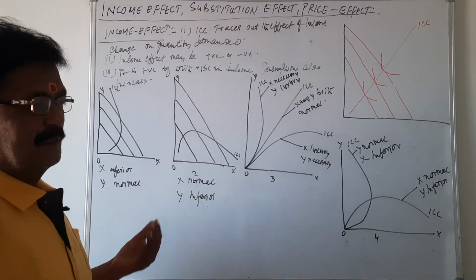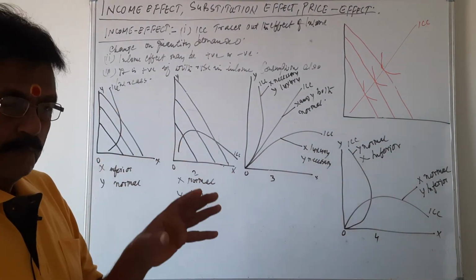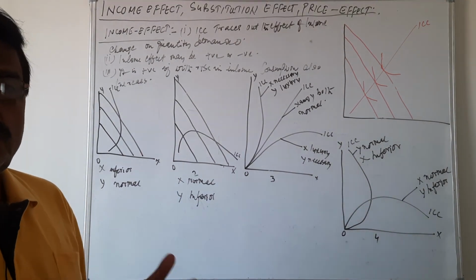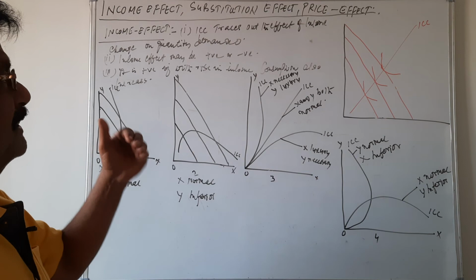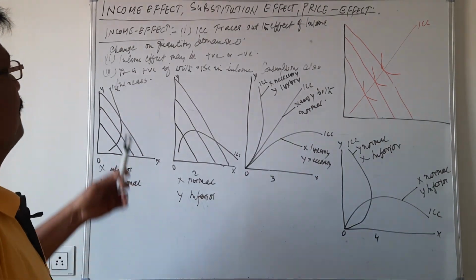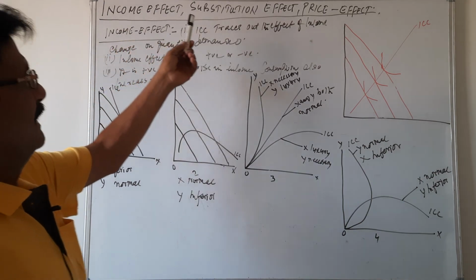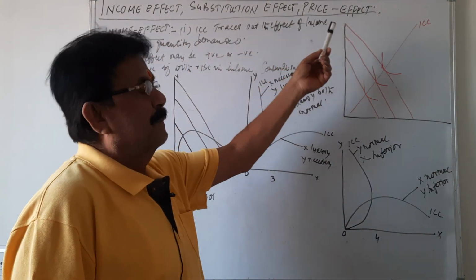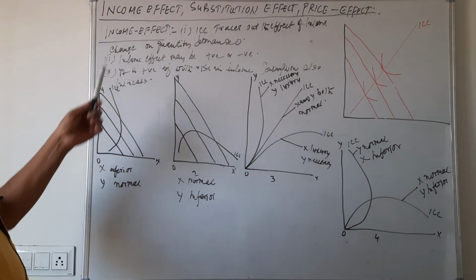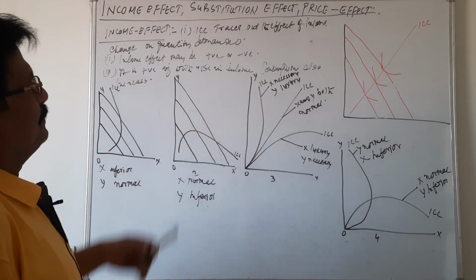Yesterday I started indifference curve analysis. What is an indifference curve? What are its properties, as well as how the consumer attains equilibrium through indifference curve analysis, that I explained yesterday. In today's class, I am going to explain the income effect, substitution effect, and price effect of indifference curve analysis. Just starting with the income effect.